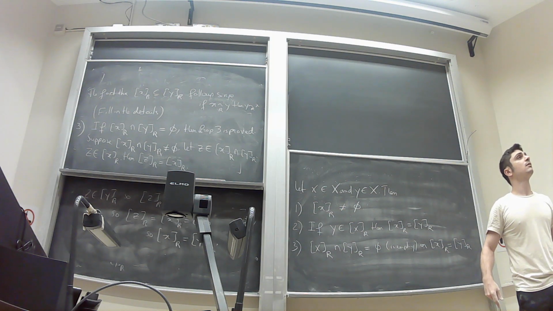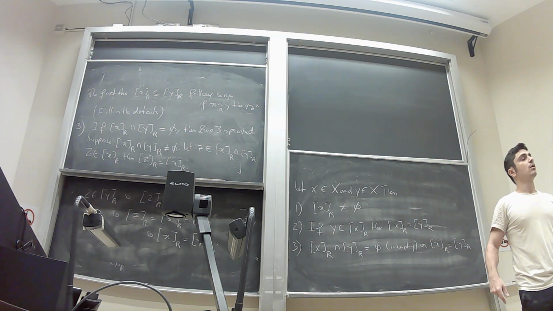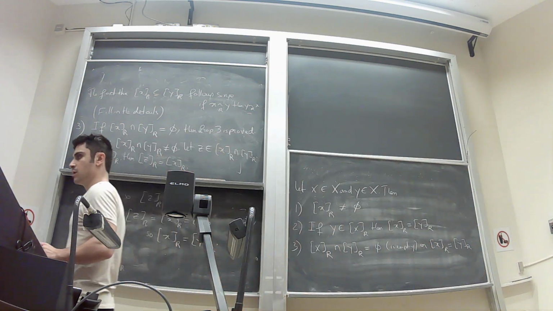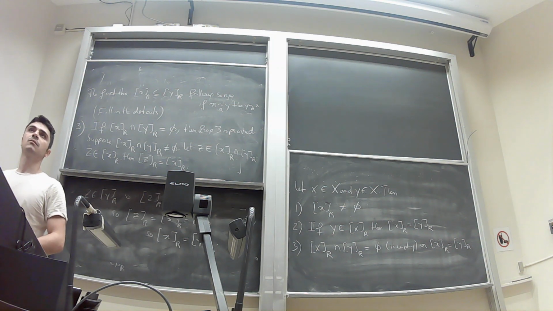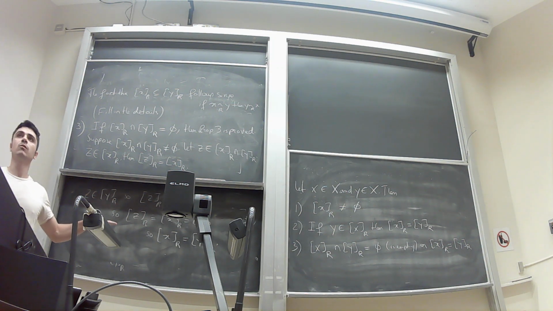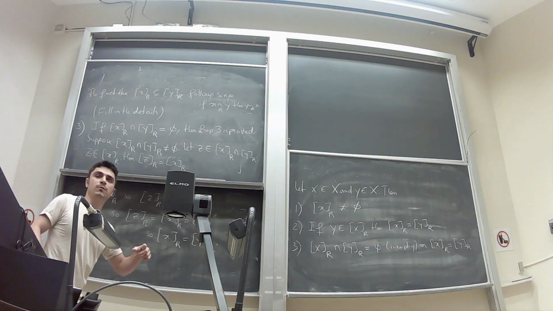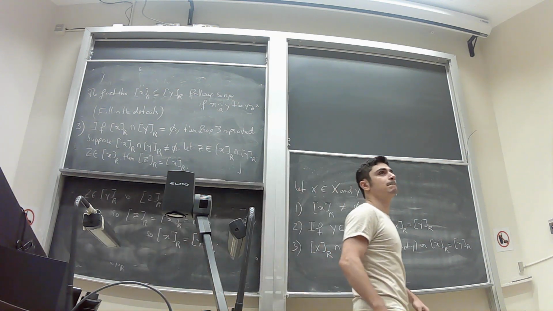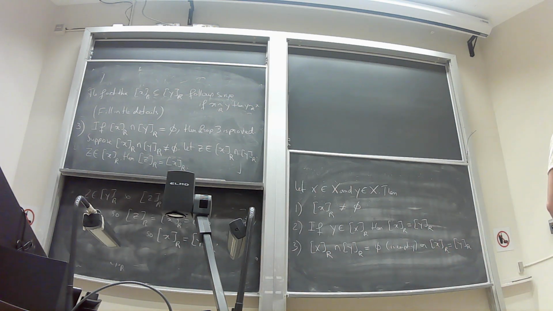Yes, Yusuf? Well, if the equivalence class of x is not equal to the equivalence class of y, then the intersection will be empty, definitely. We proved the contrapositive, right? We proved that if the intersection is not empty, then they must be equal. I mean, if they're not equal and they intersect, right? That's it. How would we go the other way? I mean, you don't need to. If you have a simple way, why would you do that?